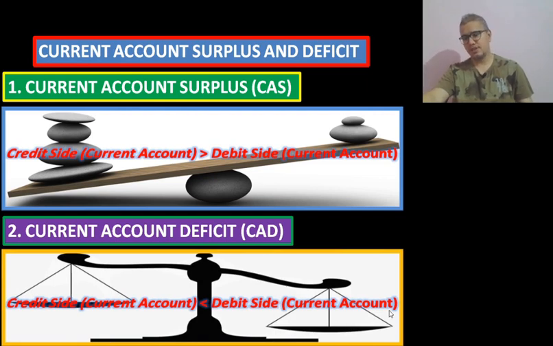In case of balance of trade also, the trade deficit occurred whenever the import was greater than the export, and we know that import is written on the debit side. So in place of import, we will just replace it by debit side, and in case of export, we will replace it by credit side. Rest of the things remains the same. There it was only about goods, here it is about the entire current account.